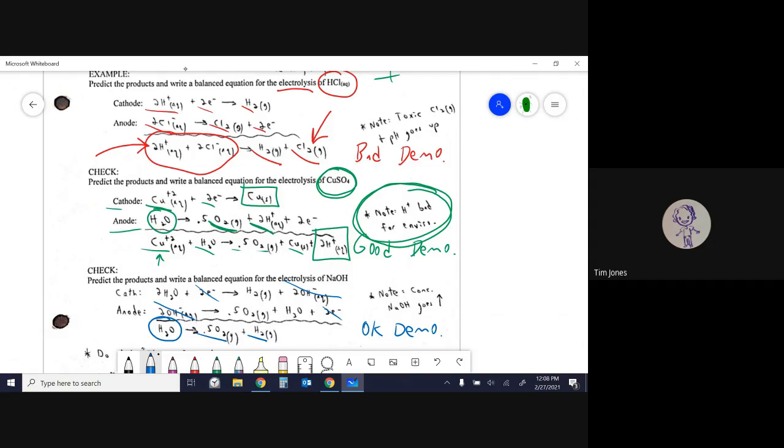Now I made a note here. The concentration of sodium hydroxide goes up. So at first, this shouldn't make sense. If you look at the overall reaction here, you should think, I don't see sodium hydroxide at all. How is it that sodium hydroxide is going up? So I'm going to let you think about that, and we'll talk about that in class. But there is a reason why the concentration of sodium hydroxide goes up.